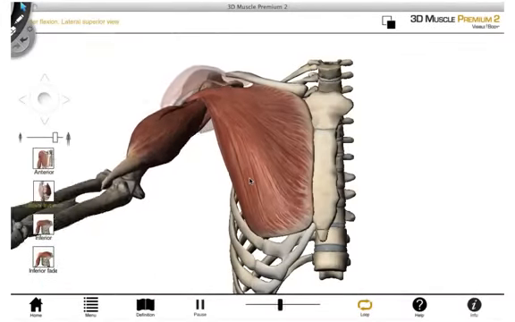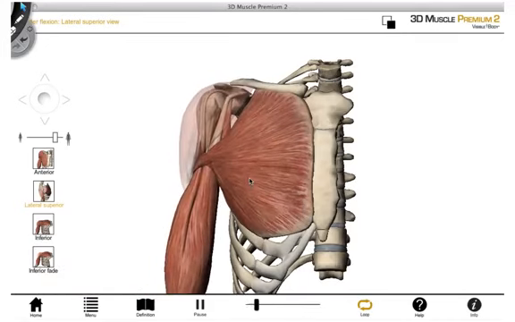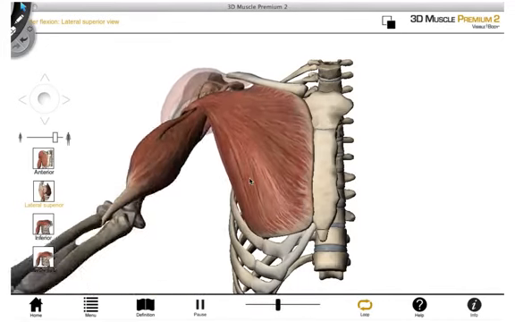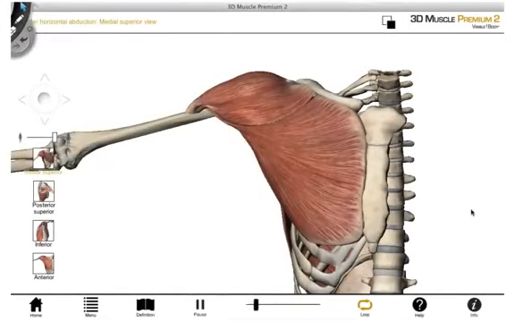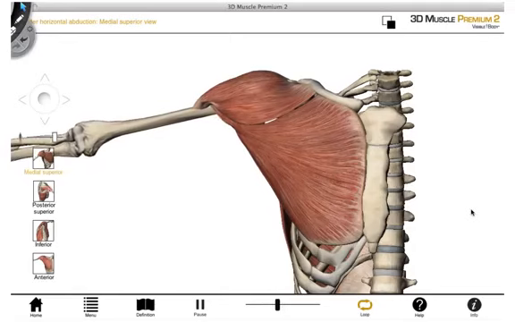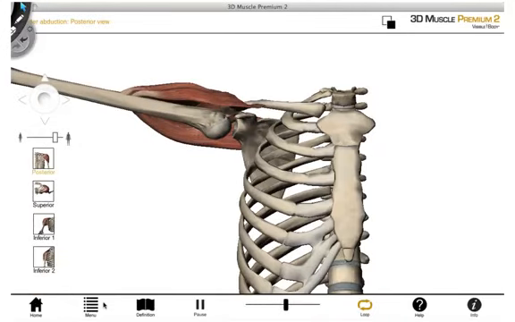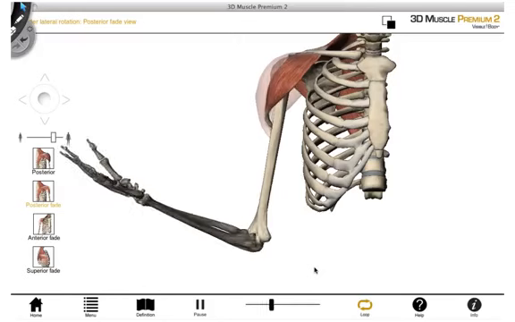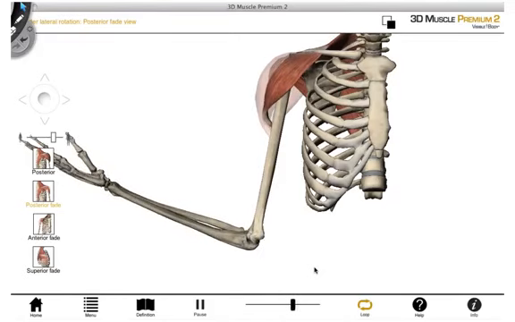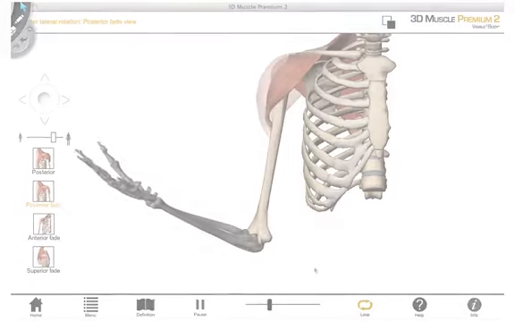Some of the axio-appendicular muscles are also involved in movement of the glenohumeral joint, or the shoulder joint. Here we can see flexion of the shoulder joint and also extension of the shoulder joint. Demonstrated in this animation is horizontal adduction and horizontal abduction. In this animation here, we can see abduction of the glenohumeral joint and also adduction of the glenohumeral joint. Lastly, in this animation, we can see rotation of the glenohumeral joint. Here we have medial rotation and also lateral rotation.